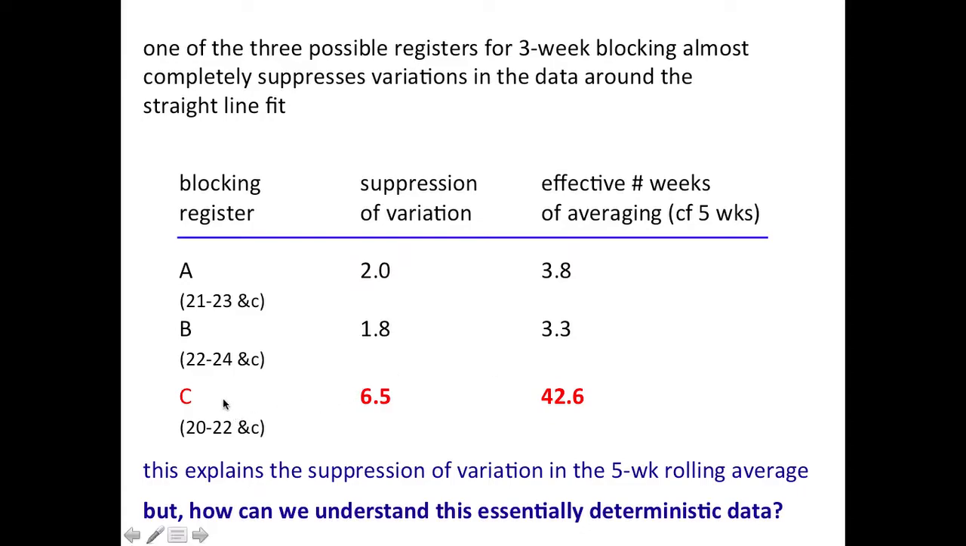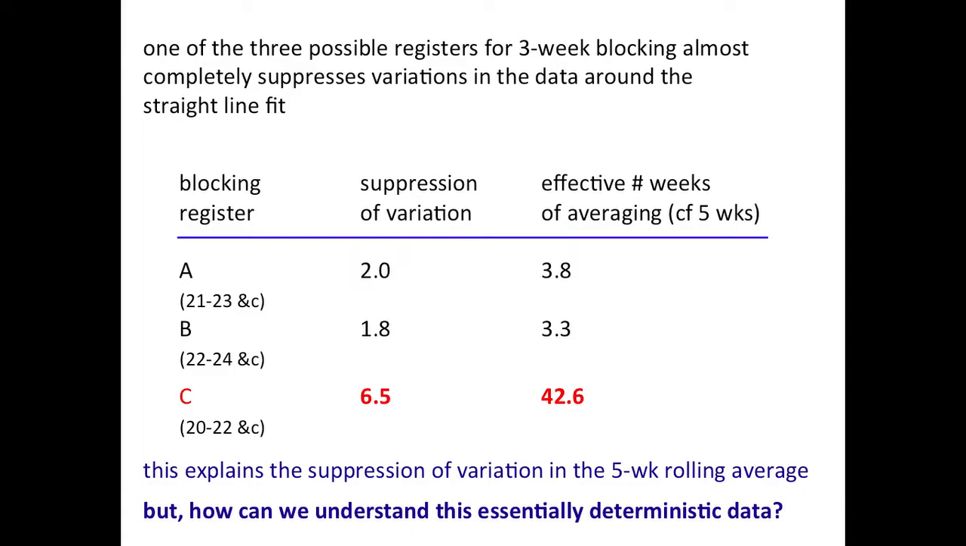But look at register C. The suppression of the variation is almost a factor of 7, and when you reverse that and ask how many weeks you would have to average to get such a large degree of suppression, it's 43. But we're only averaging 3. So this is very, very, very hard to understand.